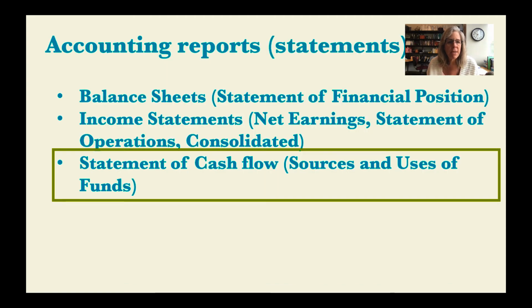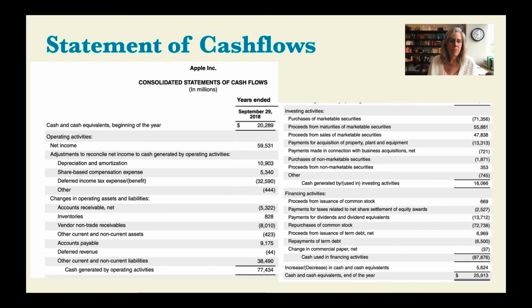The next statement is the statement of cash flow, also known as the sources and uses of funds. In this broad category, again, these are in millions, and it's also for a period of time. So this is for the last year, and it starts with the 3 categories, and the first is money that was generated in the company. So $77 billion was generated from operating activities.